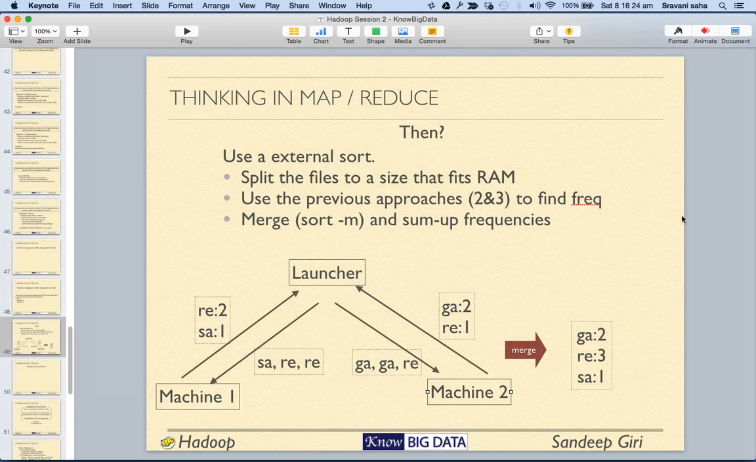What is the role of the launcher? Just push the data to various machines. Yes. Push the data to various machines, and when it gets the result from machine 1 and machine 2, it merges the data using the same technique we discussed when we did a merging of 3 data sets.